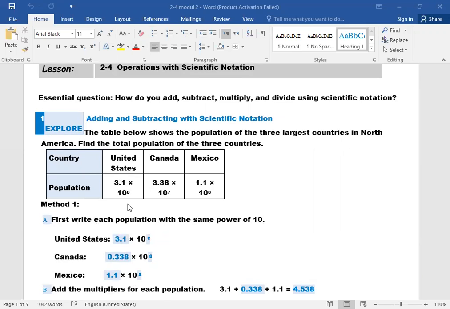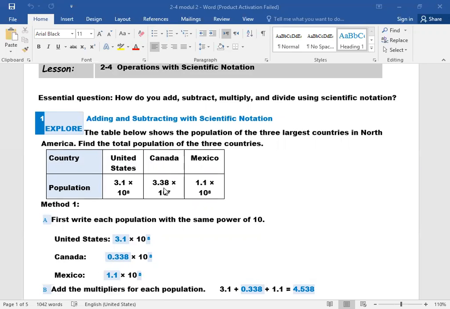So the first one, I have 10 to the power of 8. Second, I have 10 to the power of 7. Third, I have 10 to the power of 8. So we can note that I have 10 power 8 and 10 power 8. And I want to write this number with 10 to the power of 8, which means I want to add 1 to the 7 to make it 10 to the power of 8.